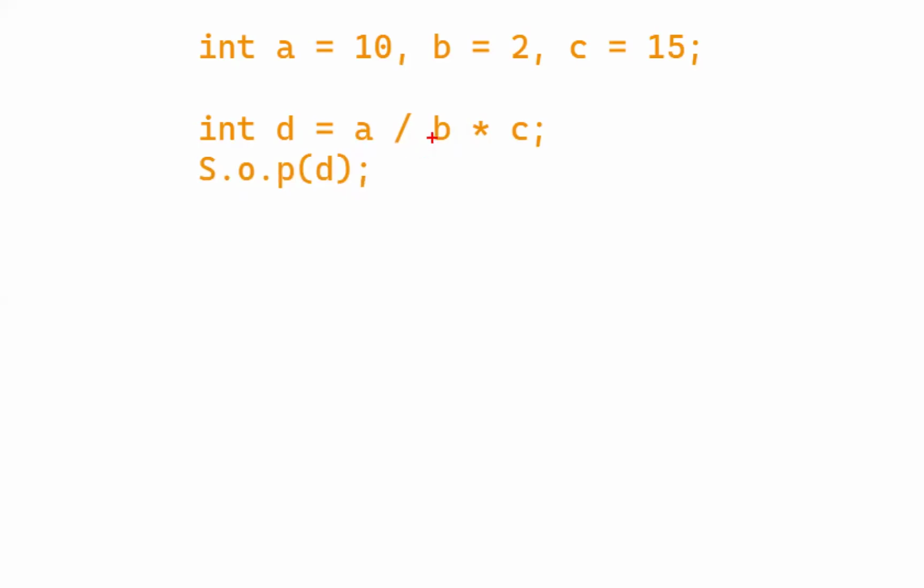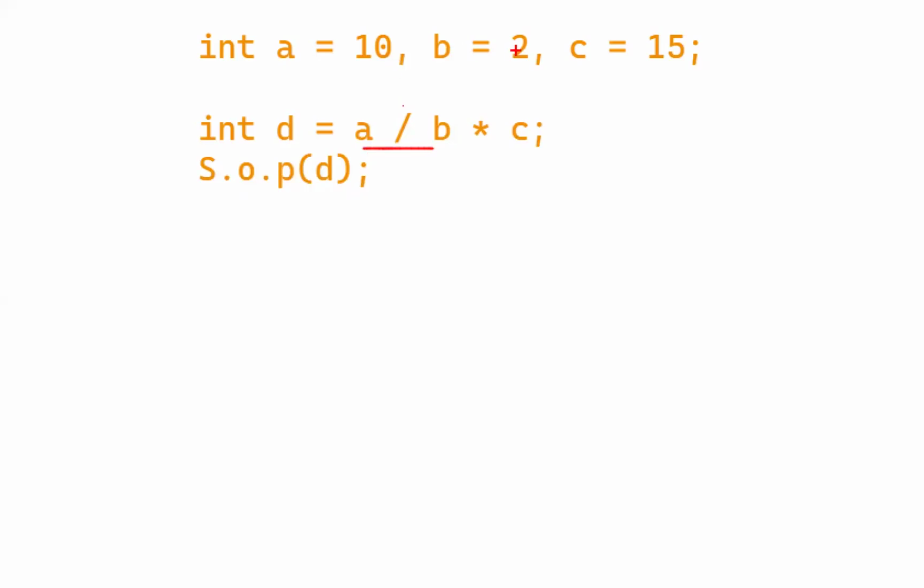Actually, forward slash is the division operator and asterisk is the multiplication operator. Both the division operator and the multiplication operator have equal priority. If they have equal priority, then they are executed from left to right. Tell me, first which operator will execute, because both of them have equal priority? First which one will be executed? A divided by B.